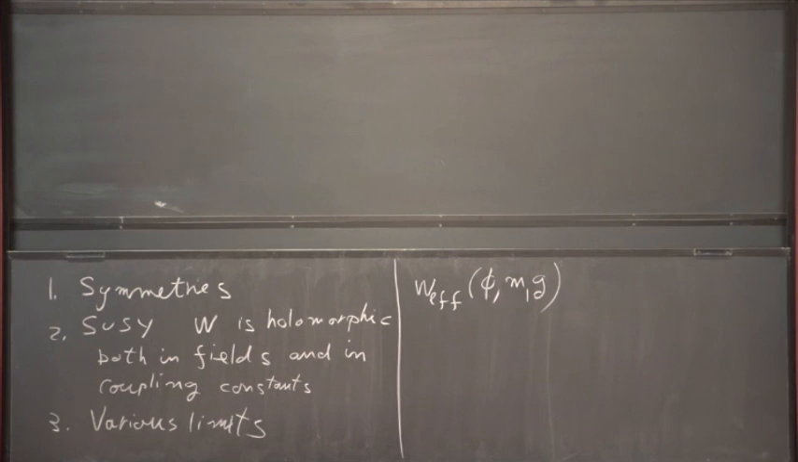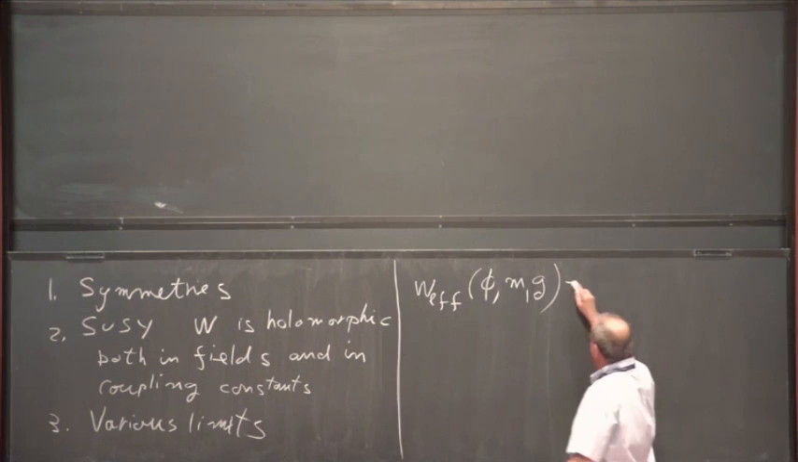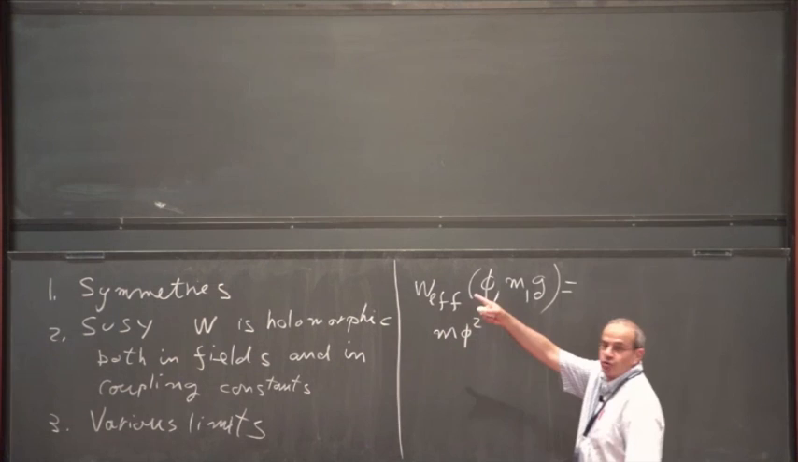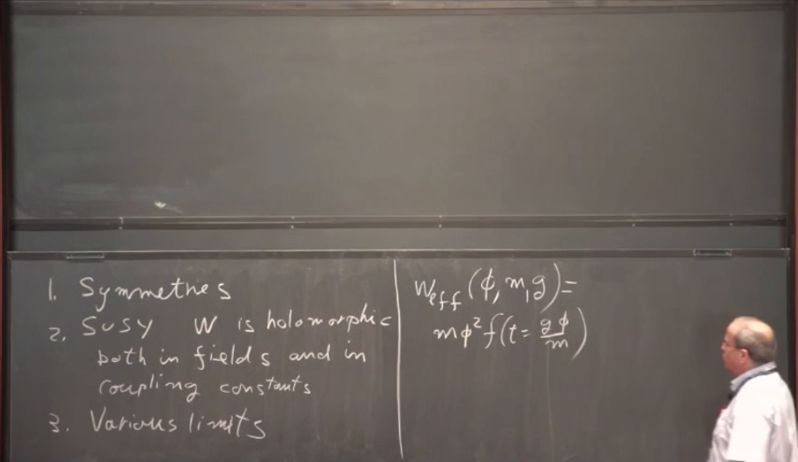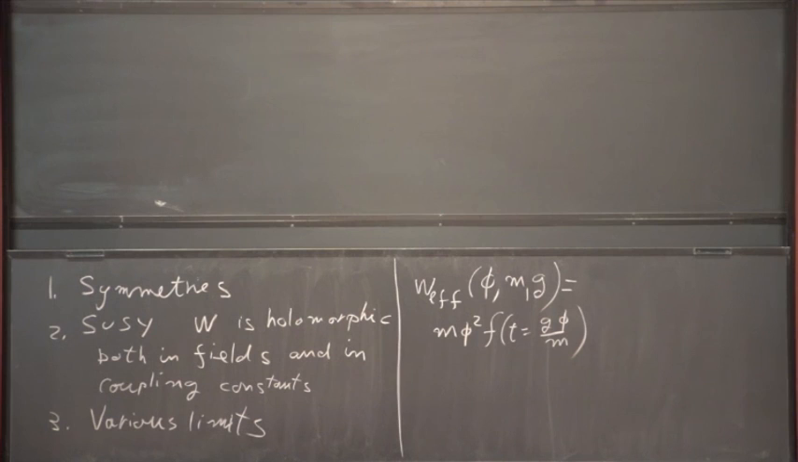So using the symmetries, we can constrain it quite a lot. And we can write it as m phi squared. This is clearly an allowed term because it already appears at tree level. Times an arbitrary function of a variable I'll call t, which is g phi over m. Notice that g phi over m, this combination, carries no charges under the two U(1) symmetries. So the principle of symmetries is not going to tell me anything beyond that.